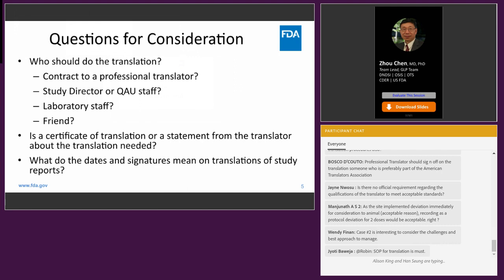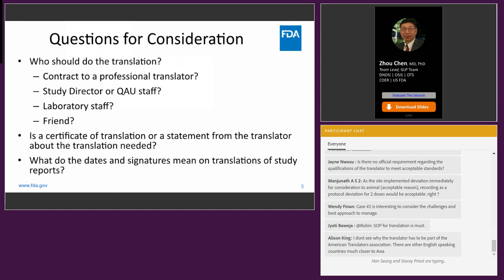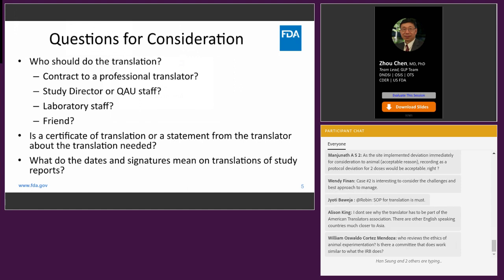Okay, and the last case is that the GLP studies were performed following their own country's GLP regulations, but in the translated report, they added Part 58 regulations. So this is not acceptable. It's not a true translation.